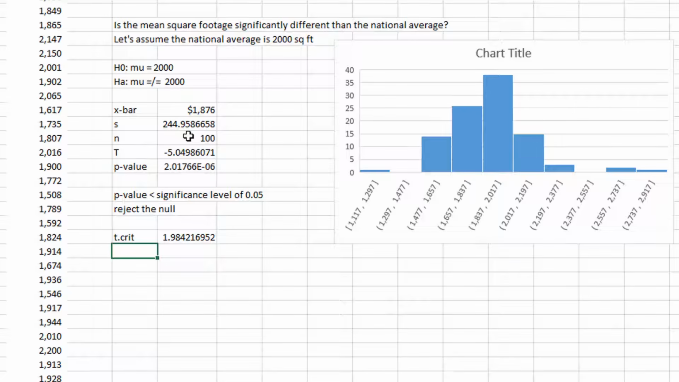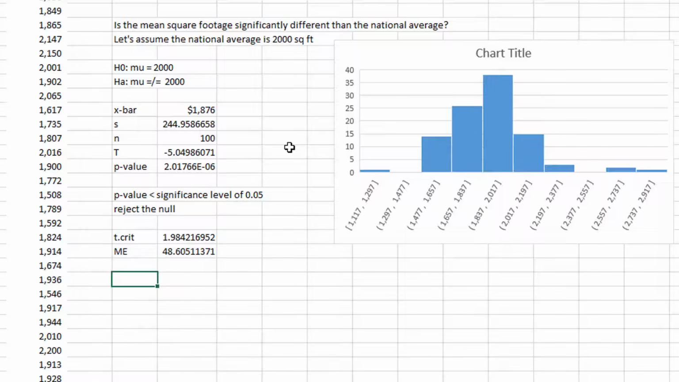1.9842. All right. Close to the 1.96 if you were to just use the normal distribution, but it's not quite the same. A little bit further out. Now, the margin of error. The calculation is the t-crit times the standard deviation divided by the square root of the sample size, 100. That's going to be the margin of error.